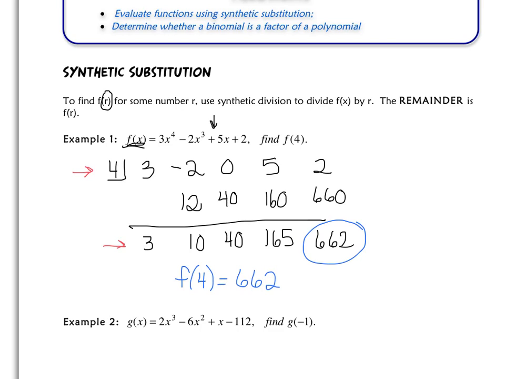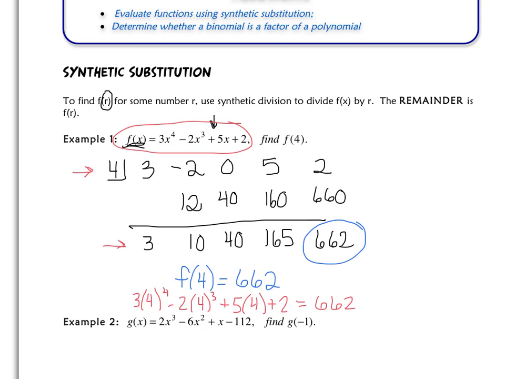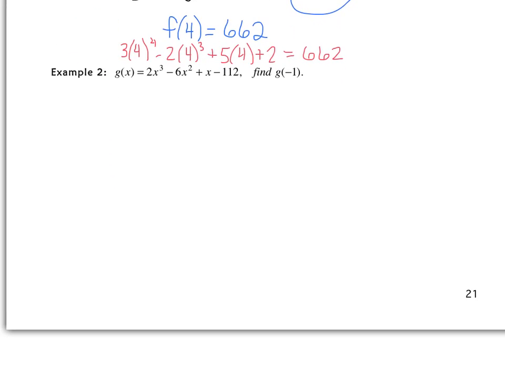What I want you to be aware of is that if we had done direct substitution, which we did earlier in this chapter, so if I took this original polynomial and plugged in 4 everywhere there was an x, meaning I'd do 3 times 4 to the fourth minus 2 times 4 to the third plus 5 times 4 plus 2, that's called direct substitution, I would have gotten the exact same answer. It's 662. So this is just a different way to substitute in. It's synthetic substitution.